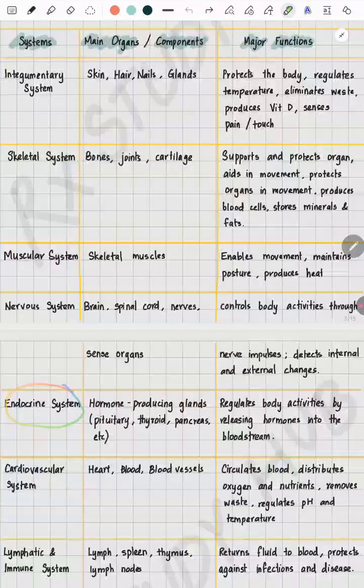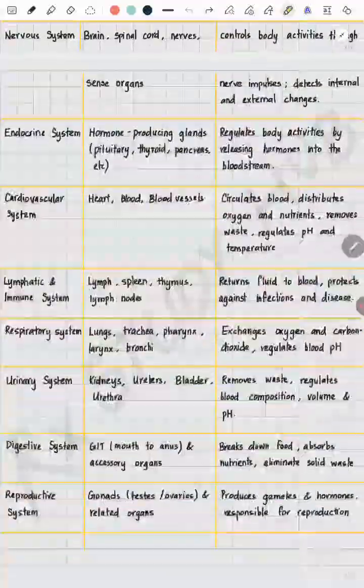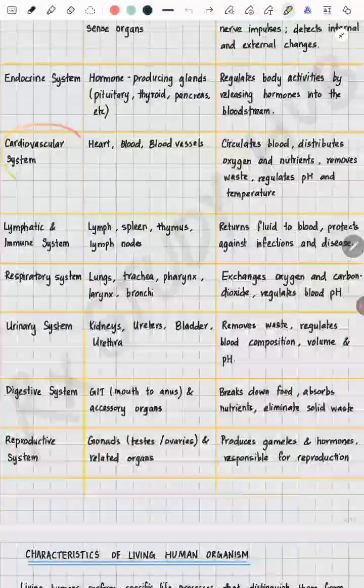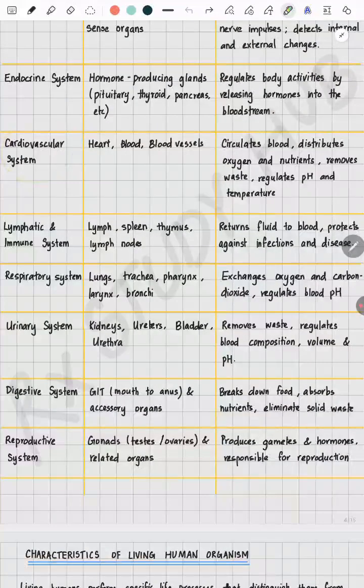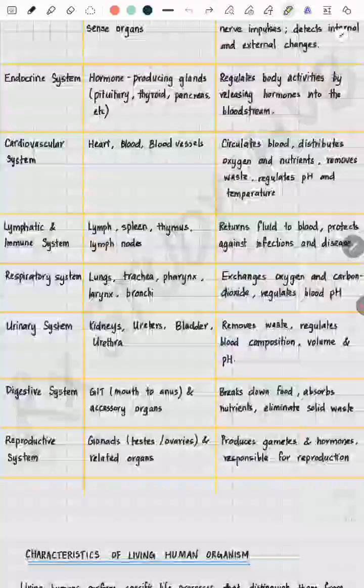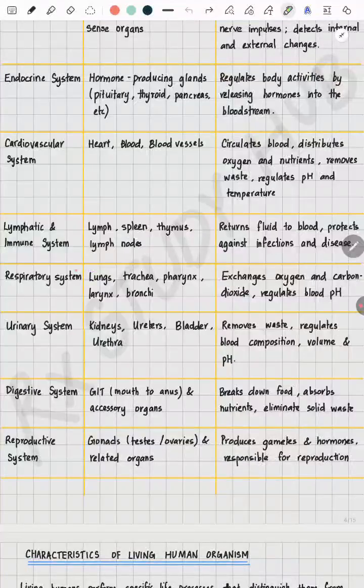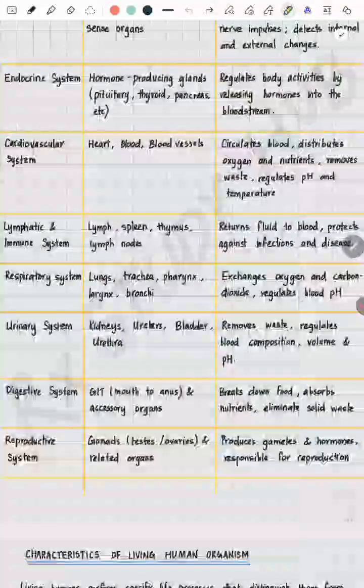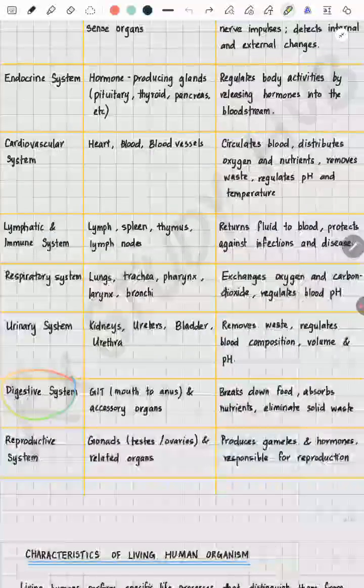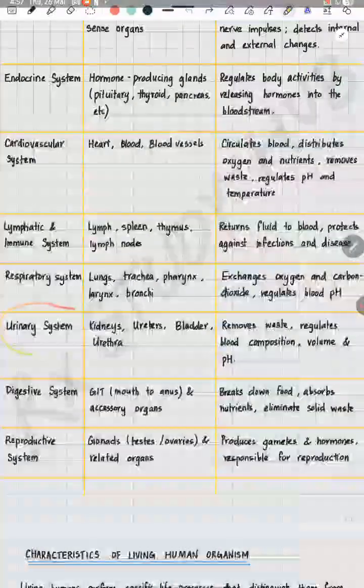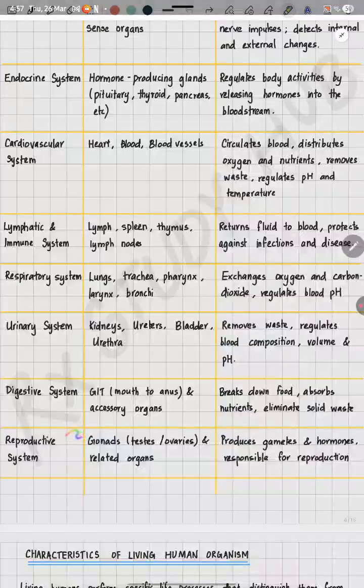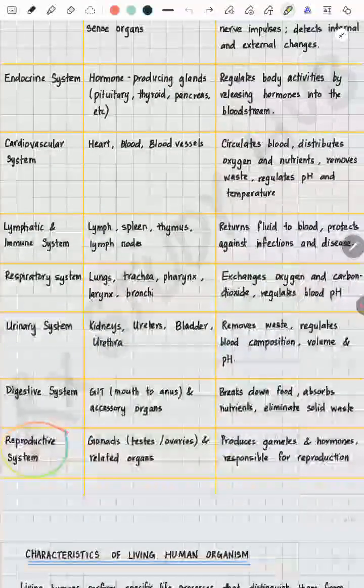activities using hormones. The cardiovascular system transports nutrients and oxygen, and the lymphatic system helps defend the body. The respiratory system allows gas exchange, and the digestive system breaks down food. The urinary system removes waste, and the reproductive system allows the continuation of the species.